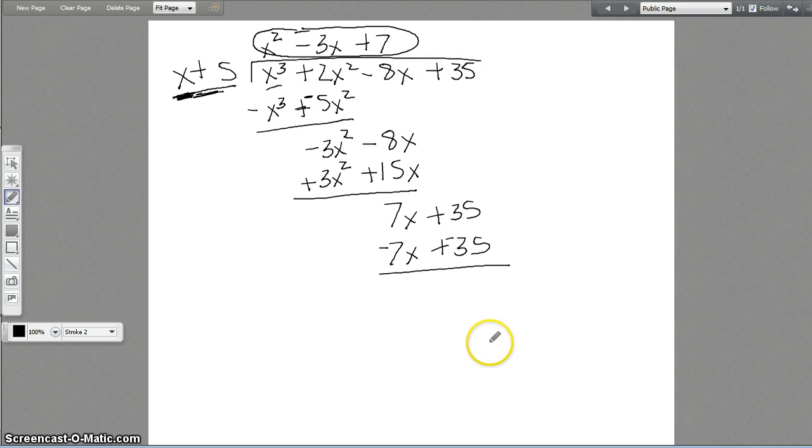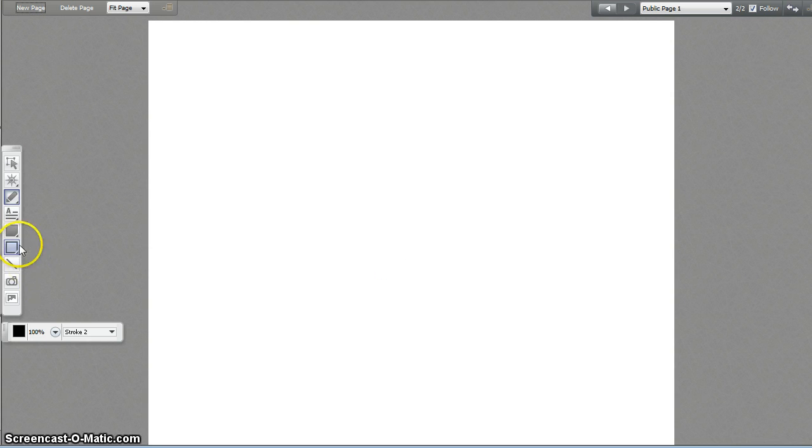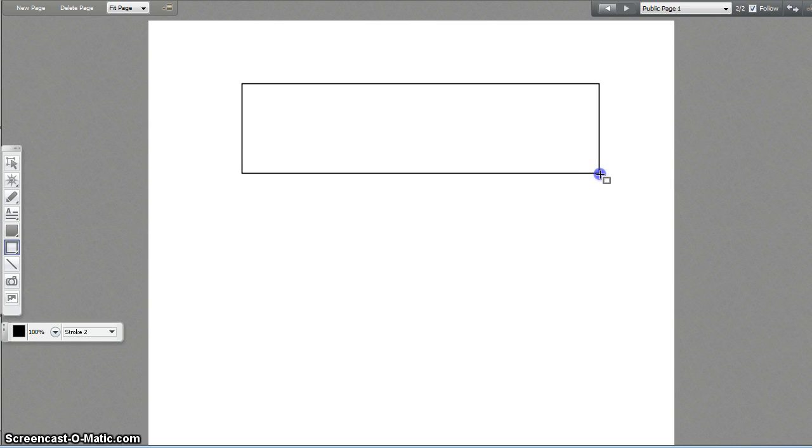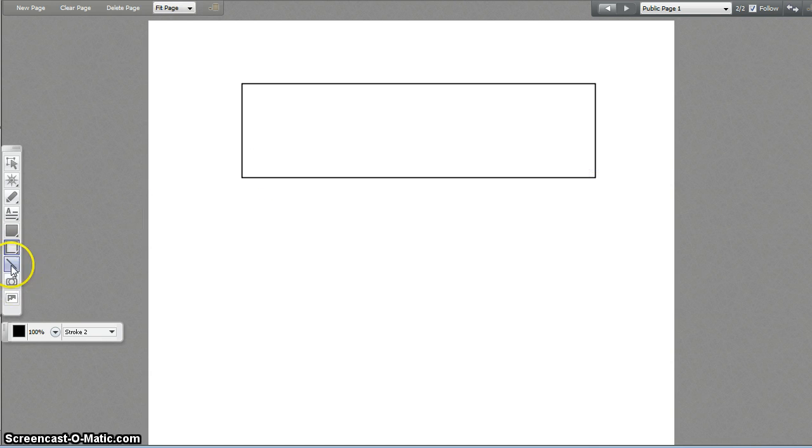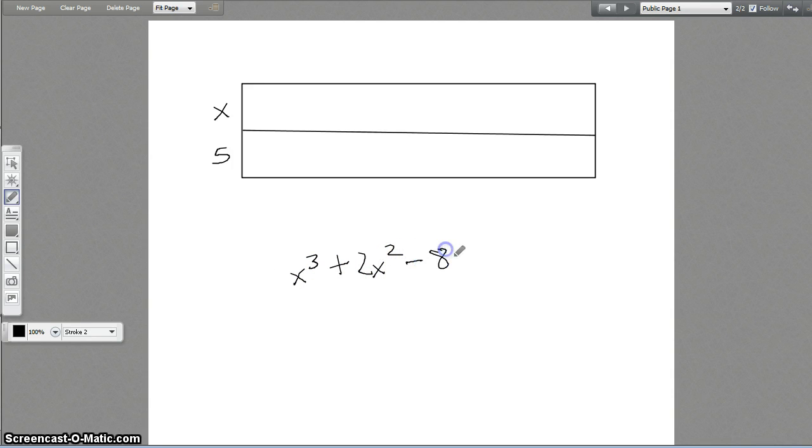Now, the other way we can work this out is by using our box method. So let me show how the box method works for a problem like this. So we need a long box here, and then we're going to draw a grid line across here. Okay, so what we're doing is we are dividing x plus 5, and what we need to end up with in these boxes needs to add up to x cubed plus 2x squared minus 8x plus 35.